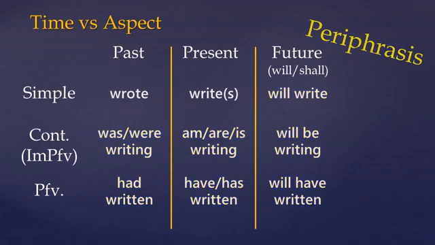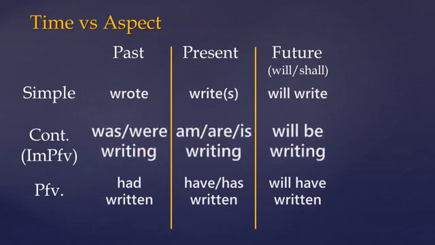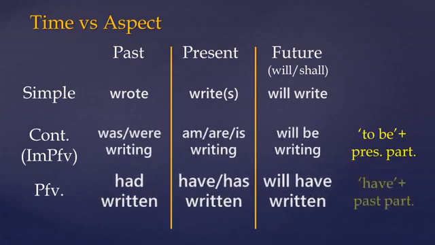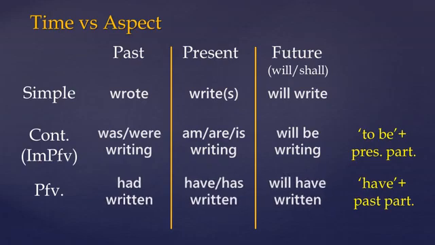Now I'm not going to dwell on this, as this has been covered in a previous tutorial, but I just want to highlight that the continuous aspect is formed by a version of the verb to be and a present participle, and what we call the perfective aspect is formed by a version of the verb to have and a past participle. The term perfective actually comes from the Latin perfectus, meaning completed or whole.